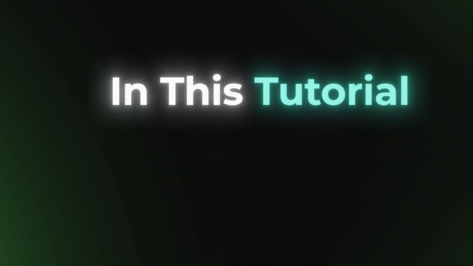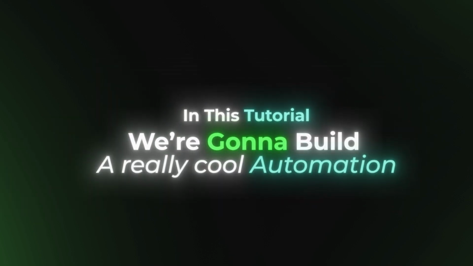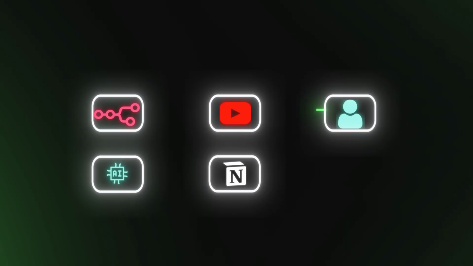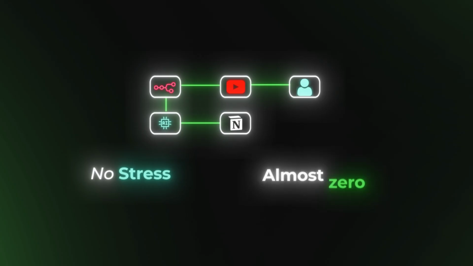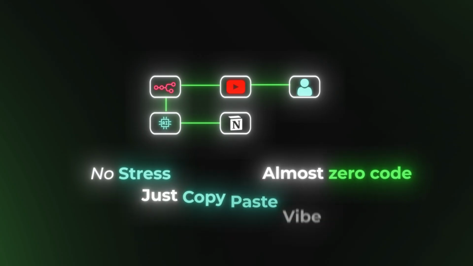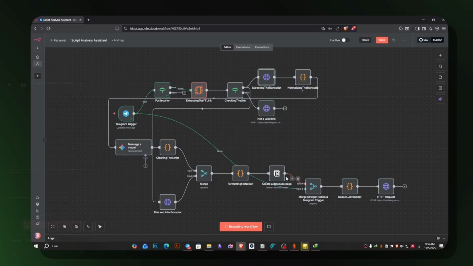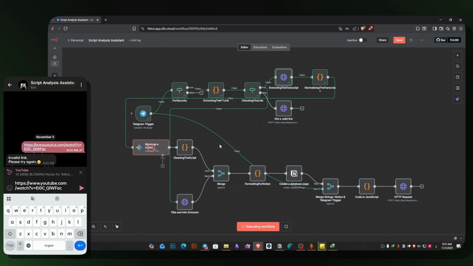In this tutorial, we're going to build a really cool automation. You drop a YouTube link and boom, it analyzes the video, writes everything to Notion, and sends you the Notion link when it's done. No stress, almost zero code. Just copy, paste, and vibe. Let me show you how it works real quick.